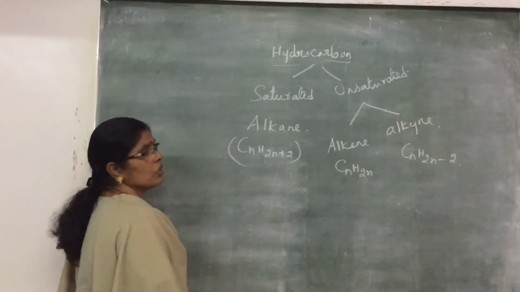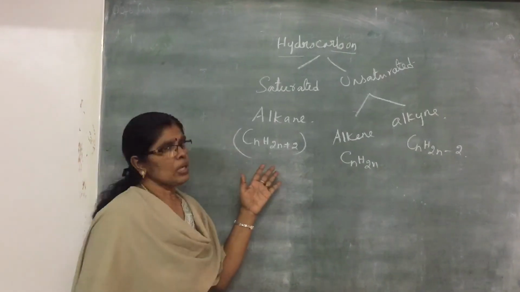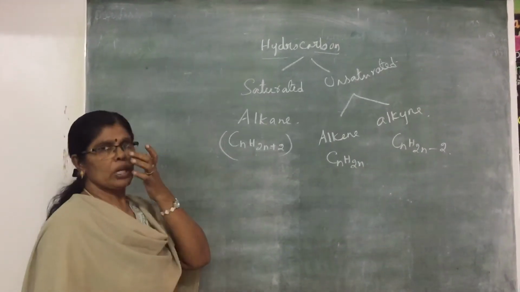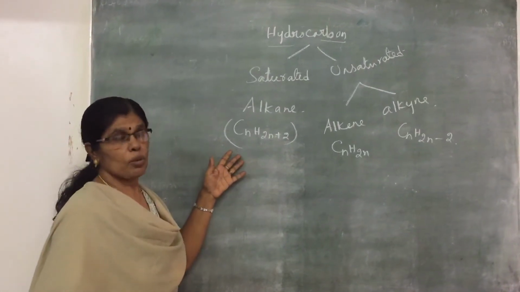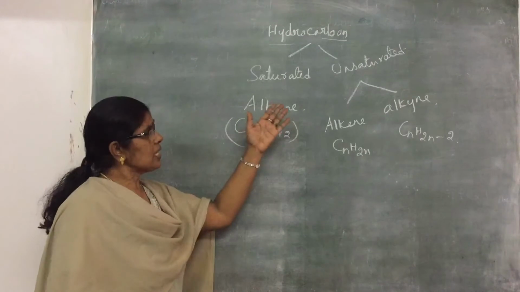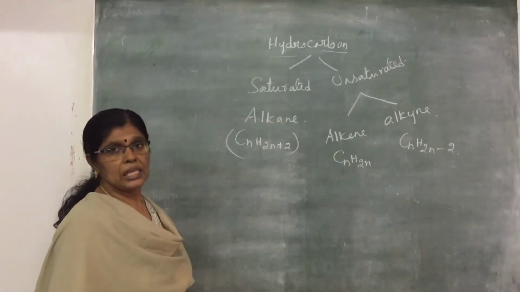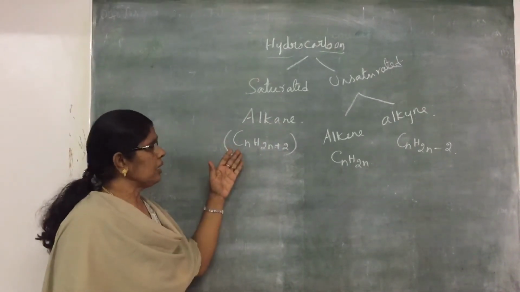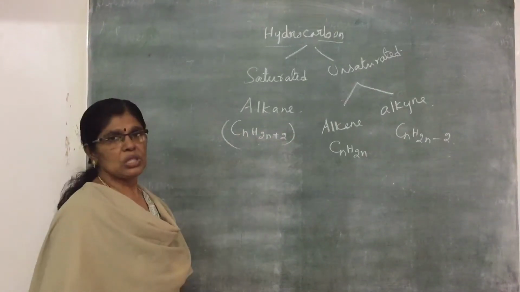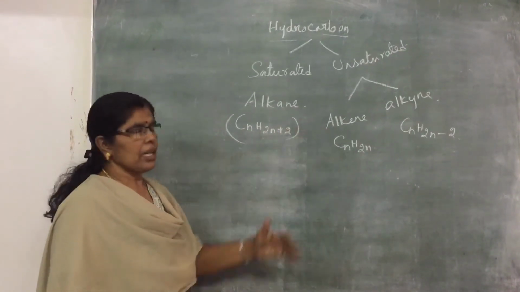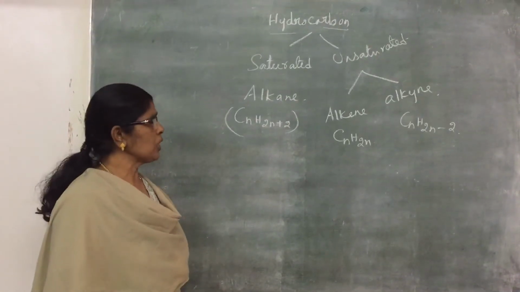Okay, so remember, hydrocarbons are classified into two types: saturated and unsaturated. Saturated hydrocarbons, example alkane. Unsaturated hydrocarbons, examples alkene and alkyne. Alkane general formula is CnH2n+2, alkene is CnH2n, and alkyne is CnH2n-2.